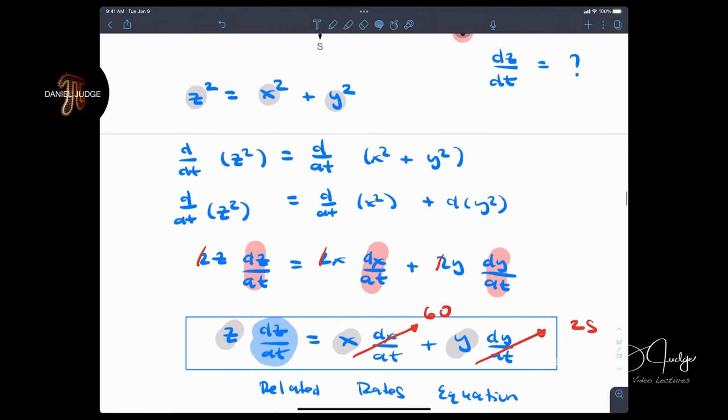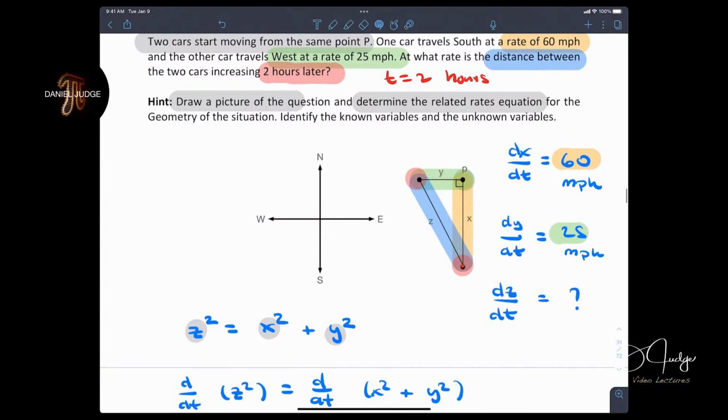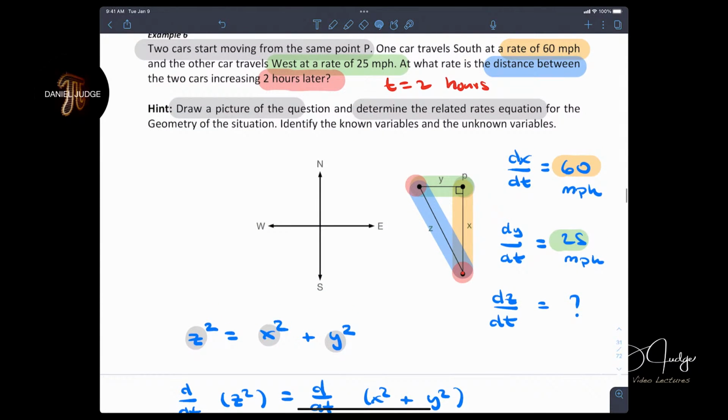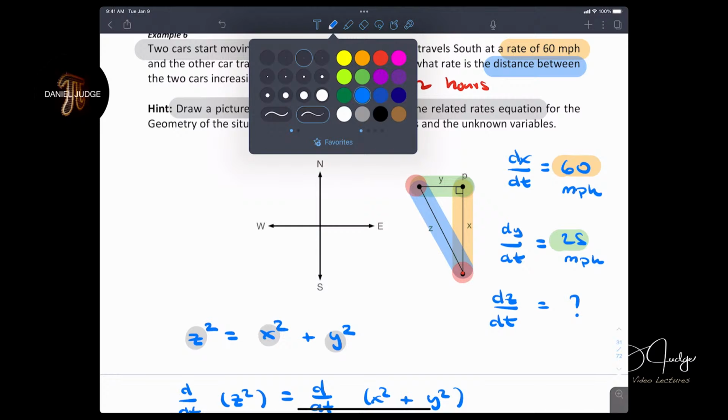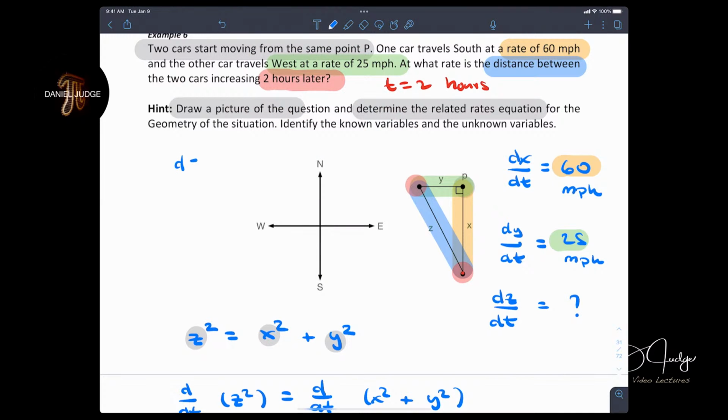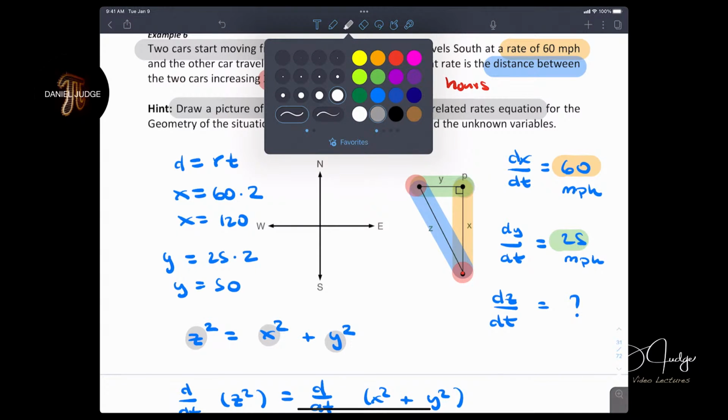Well, we know something here. The x variable is traveling at 60 miles per hour for 2 hours. So remember that distance is rate times time. So for the x variable, that's 60 times 2. So the x variable will be 120 2 hours later. The y variable, 25 miles per hour times 2. So the y variable is actually going to be 50.